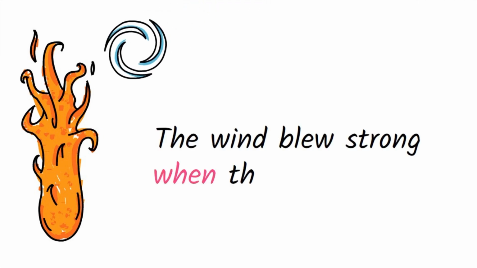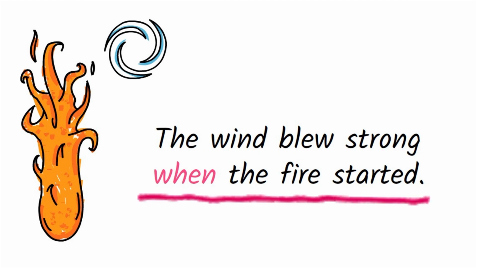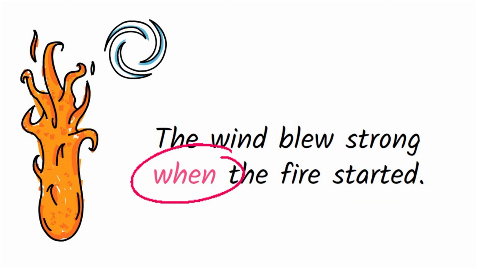The wind blew strong when the fire started. The wind blew strong is the main clause, and the extra information is when the fire started. This starts with the subordinating conjunction when.